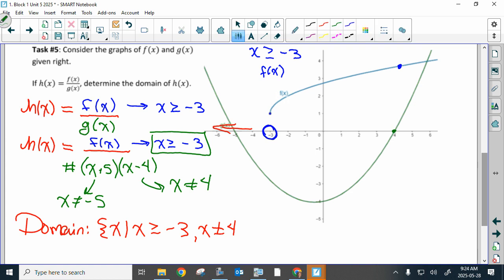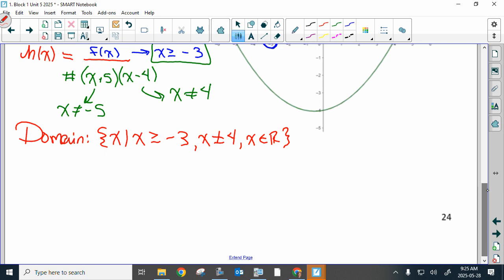A number divided by 0 is a non-permissible value. So you actually have to list your domain, including the restriction on the function that was in the numerator, and then the NPVs that were developed in the denominator. And those NPVs come from factors at the x-intercept. And this stretch of g of x does not change the x-intercepts.